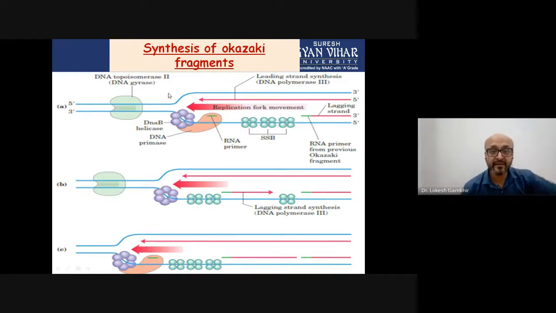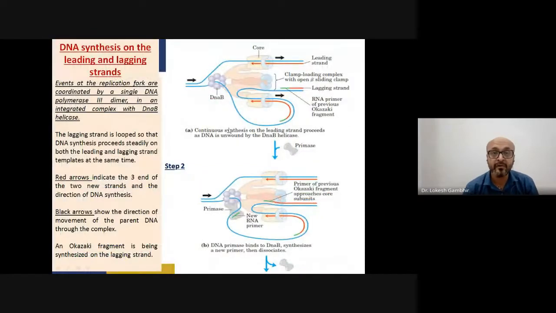What are the enzymes that are responsible? Helicase is there. We have a primase here, which is responsible for the synthesis of primer. So we understand that at the lagging strand, there will be formation of multiple primers. And how exactly does it go about? This is how exactly it goes about.